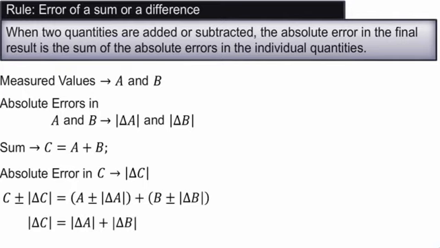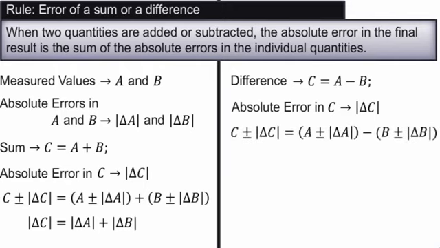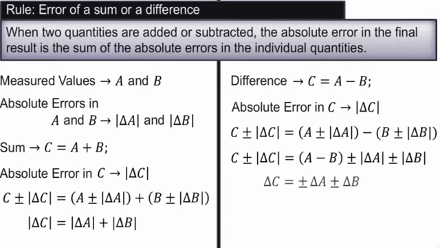For the difference C = A − B, we have C ± ΔC = (A ± ΔA) − (B ± ΔB), which is equal to A − B ± ΔA ± ΔB, or ΔC = ±ΔA ± ΔB. The maximum value of the error ΔC is again ΔA + ΔB.